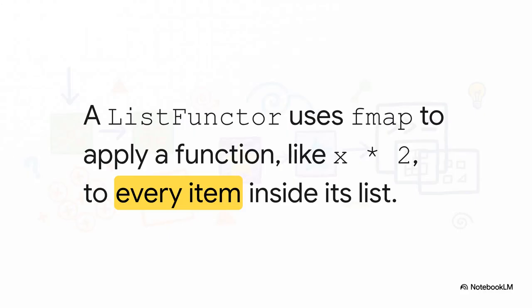We could wrap a list like 1, 2, 3 in what we'll call a list functor. Then we can just call fmap on it with our function that doubles a number. The functor takes care of applying that function to every single item for us, giving us back a new list functor that contains 2, 4, 6. The best part? We never had to write a manual loop ourselves.